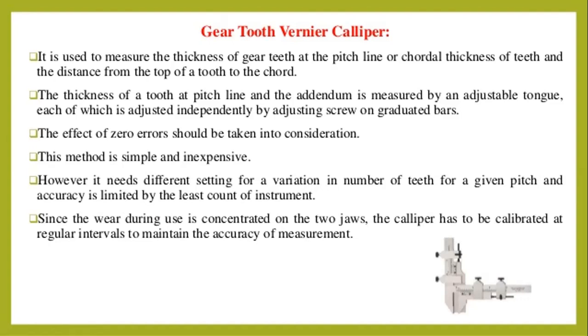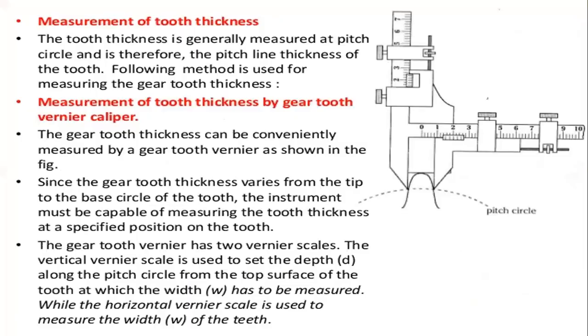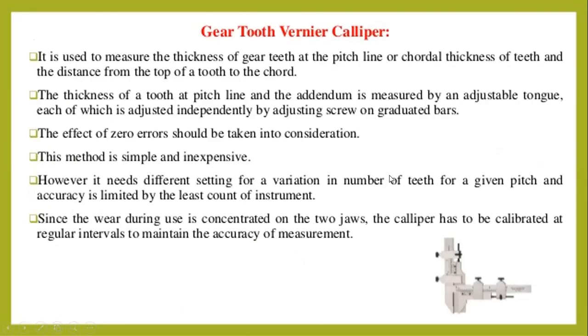However, it needs a different setting for a variation in the number of teeth for a given pitch, and accuracy is limited by the least count of the instrument, since the wear during use is concentrated on the two jaws. So we are using the two jaws here. This is the first jaw and this is the second jaw. Each individual scale has one jaw to it, and we are going to measure with the jaws only.